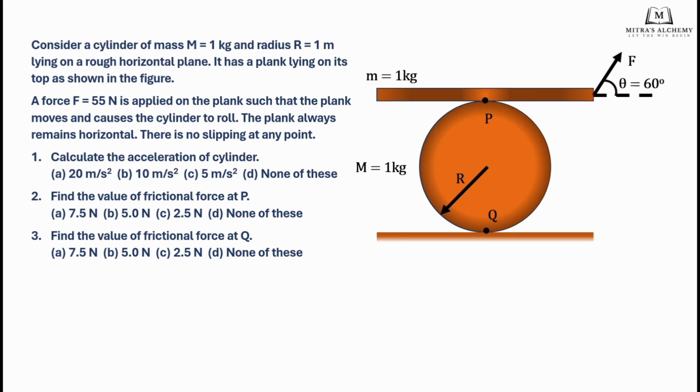Consider a cylinder of mass m equals 1 kg and radius 1 meter lying on a rough horizontal plane. It has a plank lying on its top as shown in the figure. A force of 55 Newton is applied on the plank such that the plank moves and causes the cylinder to roll. The plank always remains horizontal and there is no slipping at any point. We have to calculate the following three questions.